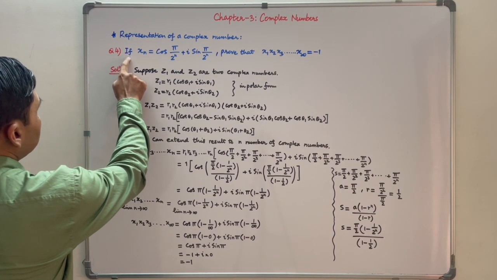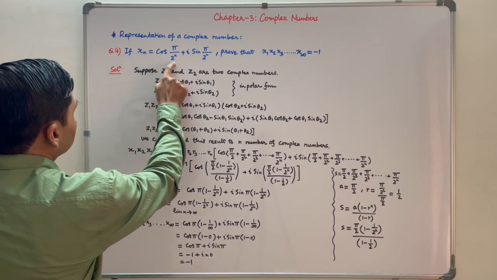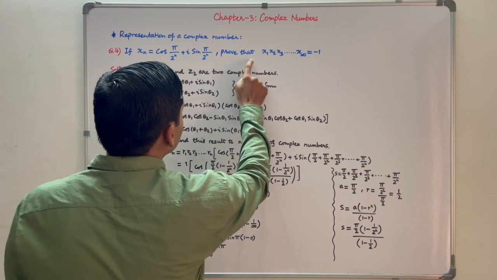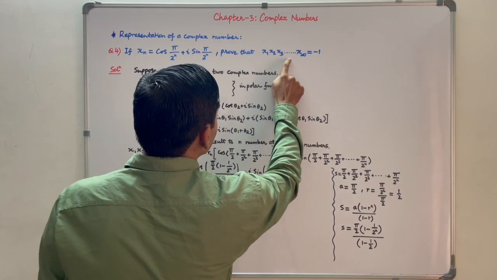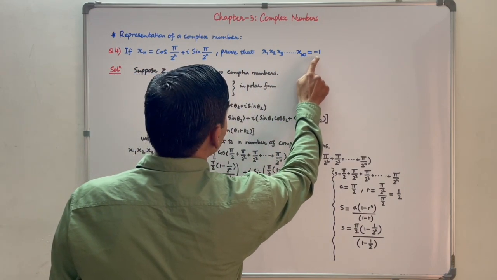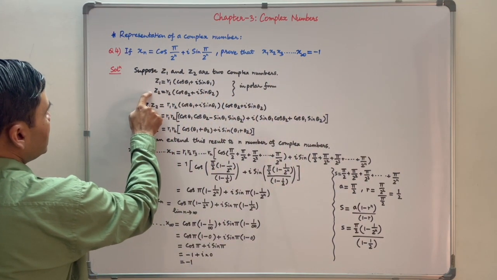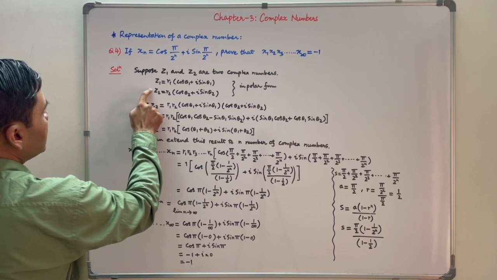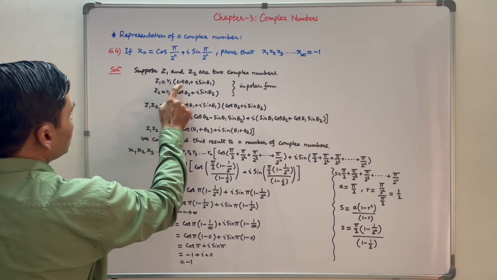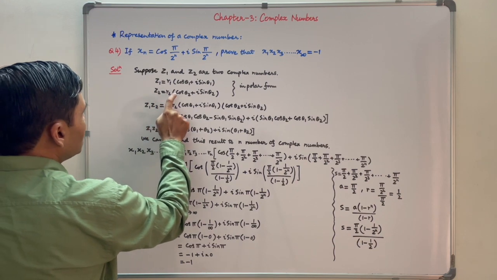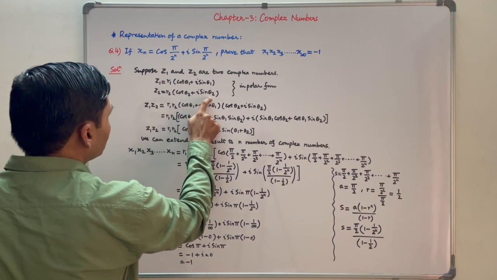Fourth question: if xn is equal to (cos pi by 2 to power n plus i sin pi by 2 to power n), prove that x1, x2, x3 and so on up to x infinity is equal to minus 1. Suppose z1 and z2 are two complex numbers. They can be written in polar form as z1 is equal to r1 into (cos theta 1 plus i sin theta 1) and z2 is equal to r2 into (cos theta 2 plus i sin theta 2).